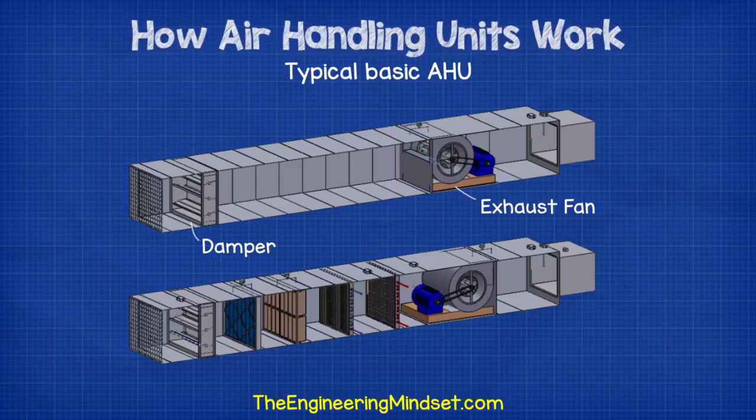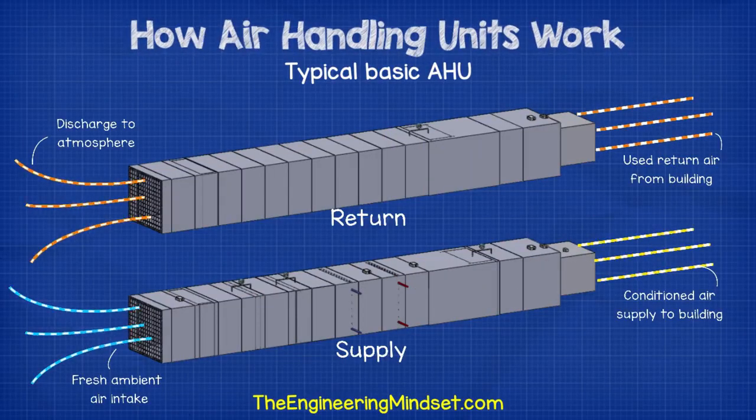The return AHU in its simplest form has just a fan and a damper inside. The fan is pulling air in from around the building and then pushing it all the way out of the building into the atmosphere. The damper is located at the exit of the AHU housing and will close when the AHU turns off. That's a very simple and typical AHU, so what else might we find?